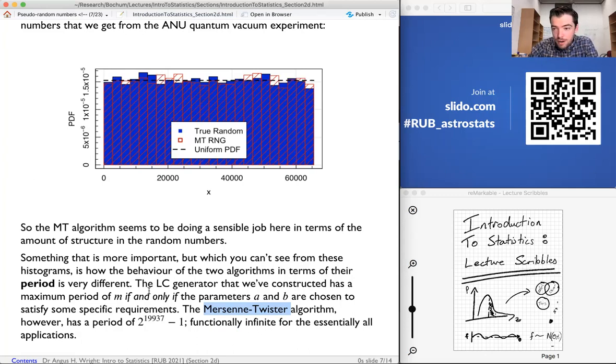19,937 minus 1, which is functionally infinite for basically all applications. This means that the pseudo-random numbers that we get out of the Mersenne-Twister algorithm are functionally truly random, except for the fact that it requires a seed. And so it is still deterministic. That means that if you run this algorithm with the same seed, you always get the same pseudo-random numbers. It's an important thing to remember.